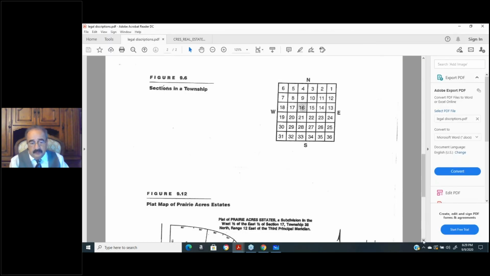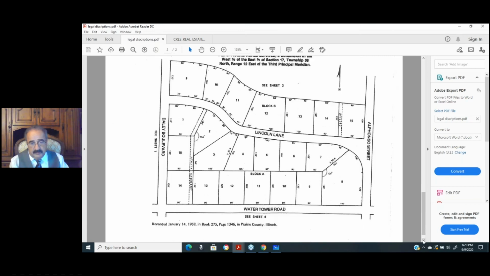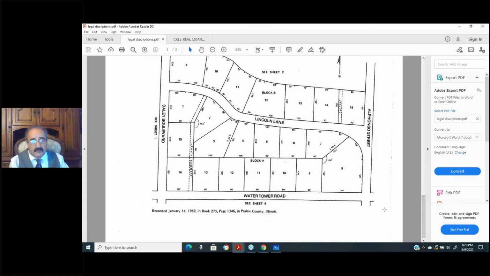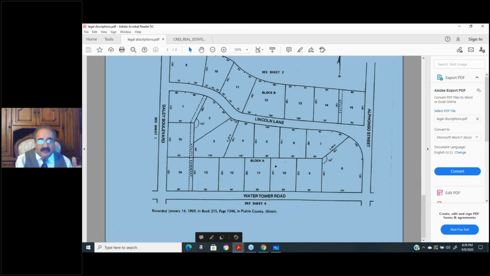So going back to the handout I downloaded, this is called a plat map. You see, they divide up the land into different blocks, and then they letter the blocks here. Block A, up here is block B. Then they take the blocks and divide them up into different home sites, and then they number the different home sites. And then they submit them to the village or city.